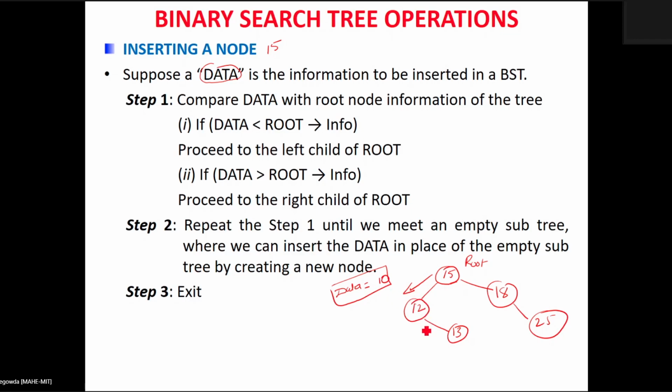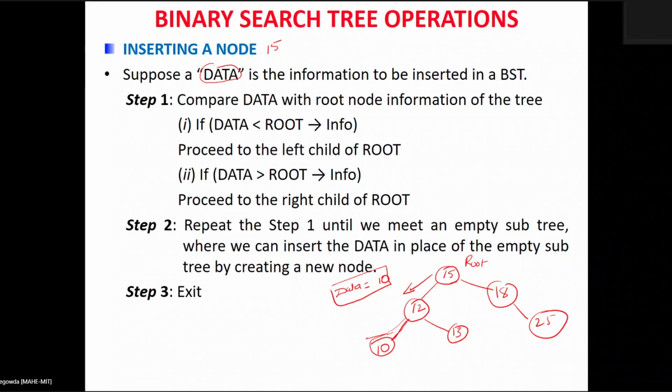This is the root node for the right subtree of this 15. So you compare 12 with 10. 10 is less than 12 here. Now what you have to do is proceed left. You can't proceed further because the left subtree for 12 is empty. So you have to create a new node, insert the data 10 into it, and add this new node as the left child of 12. So this is how you can insert a node into the binary search tree.